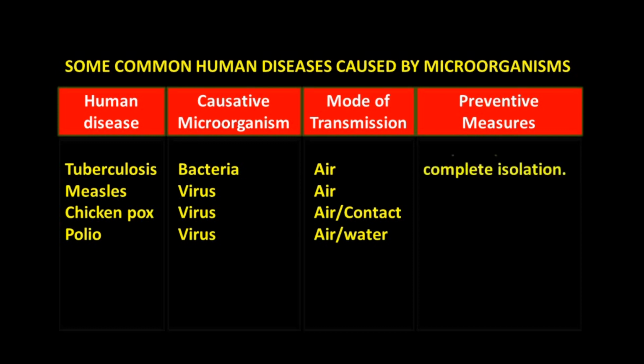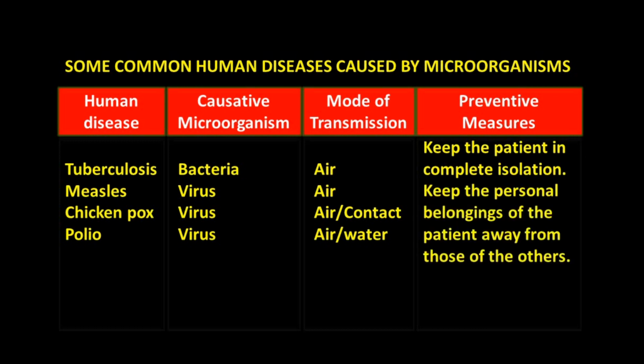Prevention measures. Keep the patient in complete isolation. Isolation is very important because this disease can transfer through contact with an infected person. Keep the personal belongings of the patient away from those of others. Vaccination given at a suitable age helps to prevent this type of disease spread by bacteria and viruses.